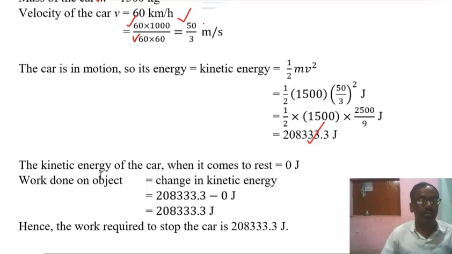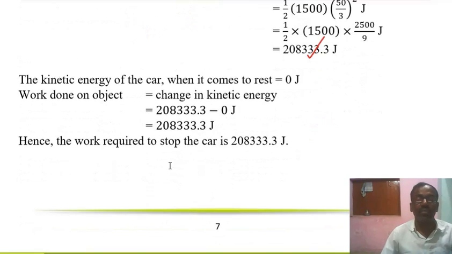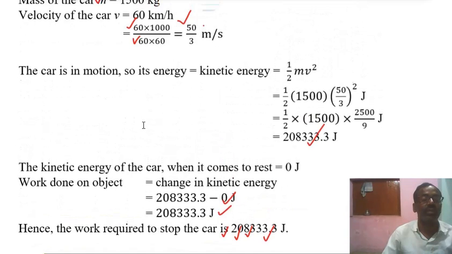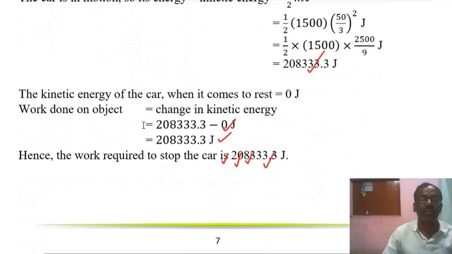The kinetic energy of the object when it comes to rest is 0 joule. So the work done equals the change in kinetic energy. So this is the answer of question number 17, and this is a numerical problem.